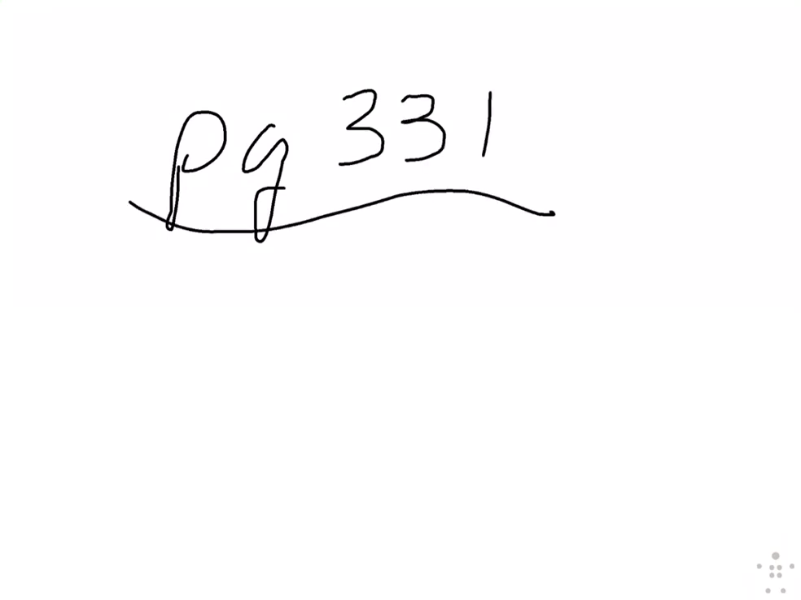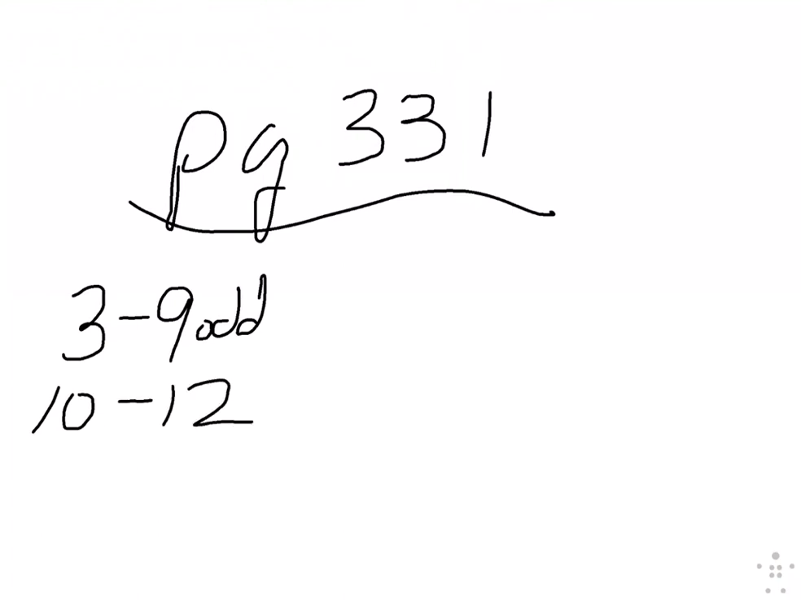So, on your stuff today, we're on page 331. Three through 9 odds, 10 through 12, and then 14 to 20 evens.